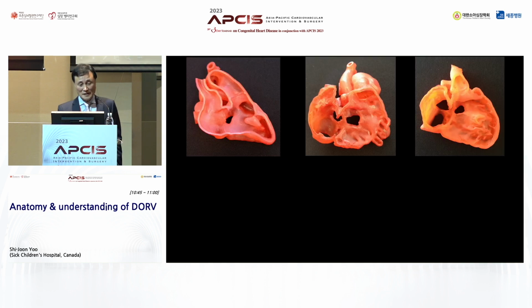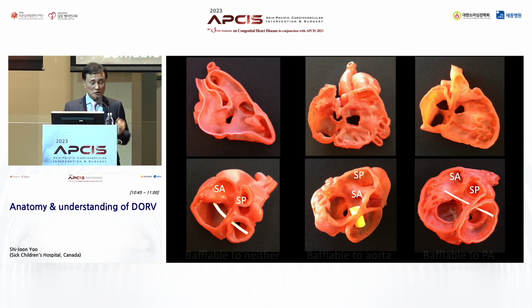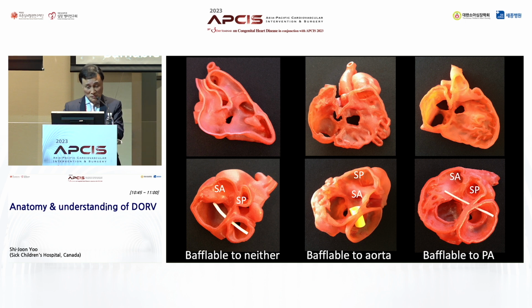Okay. So therefore, what I'm proposing to you is fine-tuning. You define it as a remote VSD. Always define whether it is able or not able to baffle to the subaortic or subpulmonary outflow tract. Remote, but still baffleable to the aortic outflow tract. Remote, but still baffleable to the subpulmonary outflow tract. That is how to fine-tune the classification of remote VSD.